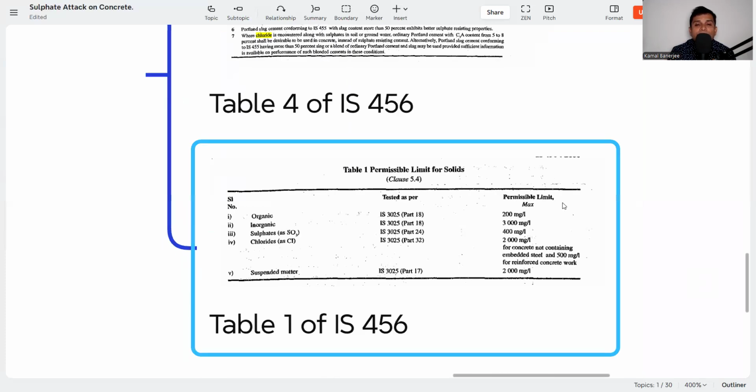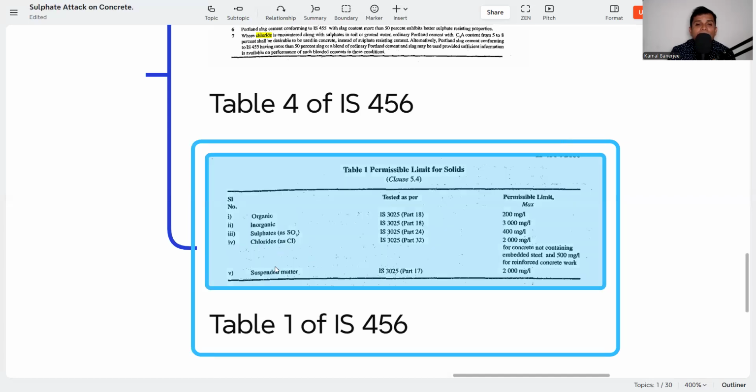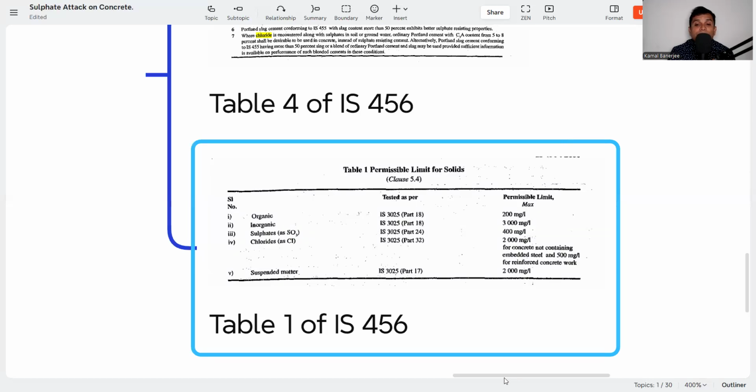And what is the permissible limit of sulfate for the water? This is also given, that is 4000 milligram per liter. So whatever water we are using also has a limit. This is all for sulfate resisting cement.